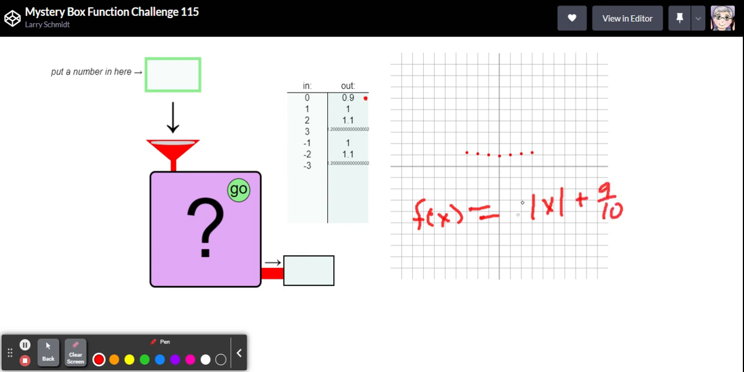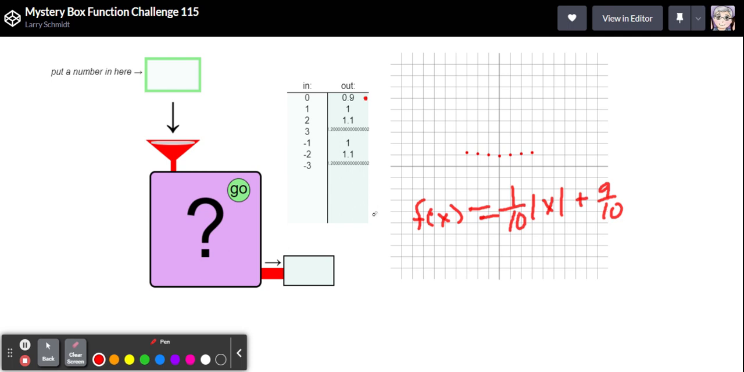Now, the multiplier here, this is a much wider absolute value than just absolute value of x. So we know it's multiplied by some fraction between 0 and 1. What is that fraction? Well, it is the slope of these lines. And we know they're going up 0.1 every time. That's going up 1/10 as you go over 1. So that is just a slope of 1/10. So that's what I think the equation is.